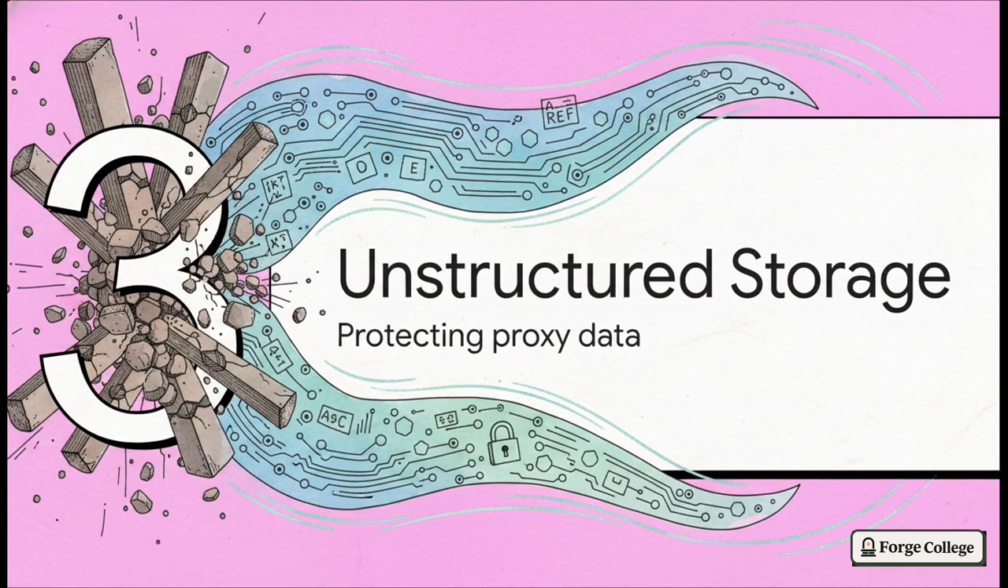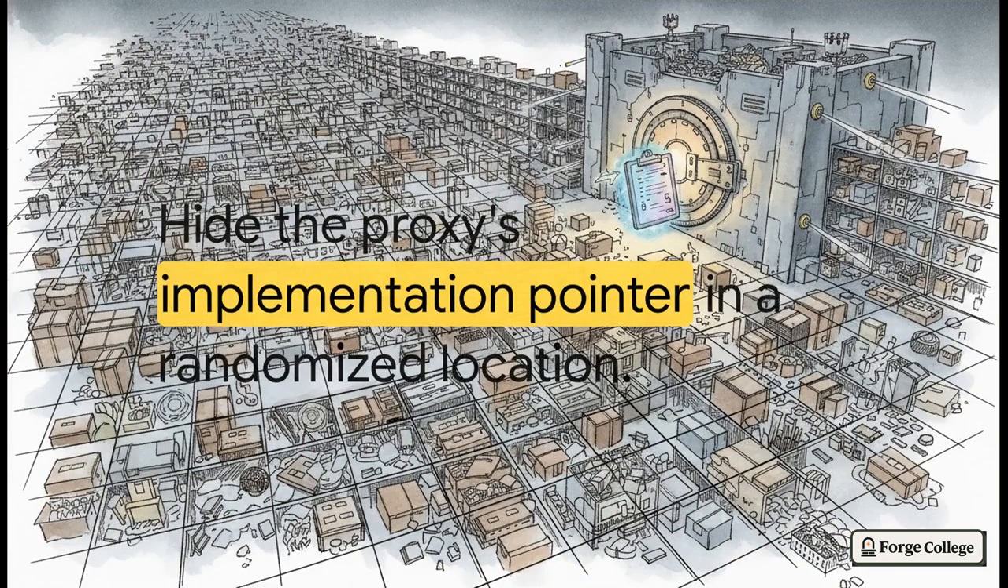Section 3. Fix 1. Unstructured storage. Let's look at fixing this and protecting proxy data. Okay, take a breath. We do have ways to prevent this. We're looking at the first of 2 engineering marvels designed to save our warehouse from total architectural failure. This addresses a really specific dangerous collision where the proxy's own administrative data gets overwritten.